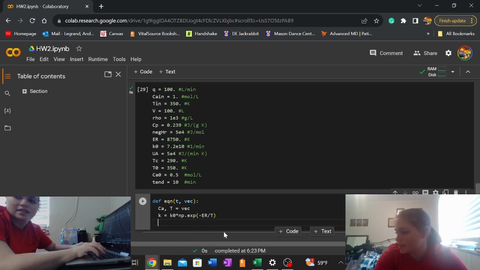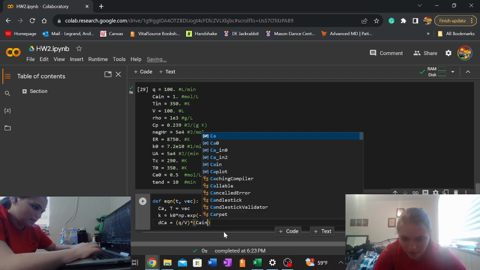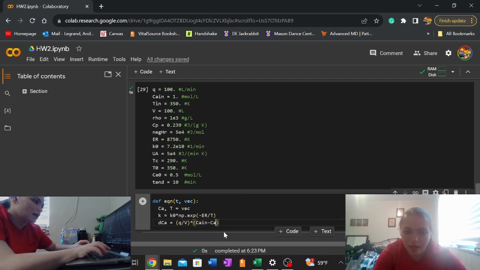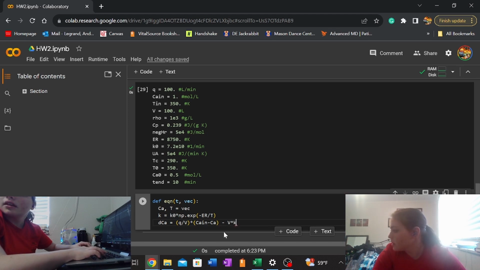Again, glancing at my two equations that I have written down. So our change of concentration is Q over V multiplied by CA in minus CA, and that is subtracted by V times K times CA.